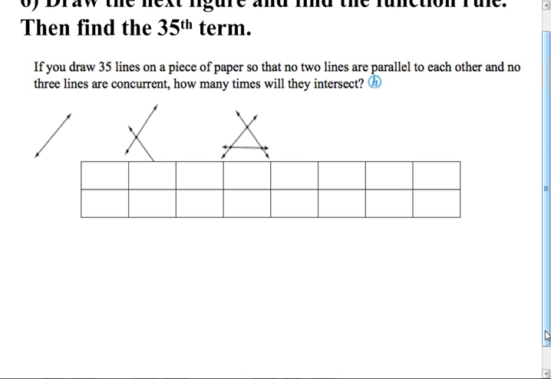And the wording on this was not good. No two lines are parallel. So you don't have any parallel lines, to put it simply. And no three lines are concurrent. In other words, these three lines here have to intersect in different points. You can't have all three intersect in the one point, because if you do that, it changes the whole problem terribly. So here's what I'm going to put over here. This is the number of lines, and this is the number of intersection points.